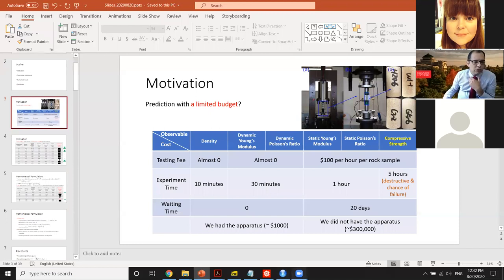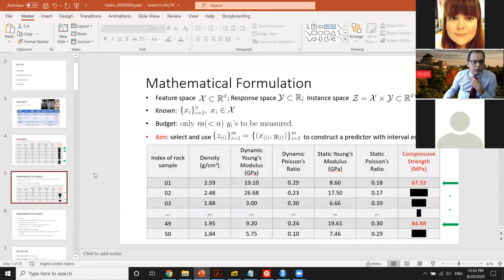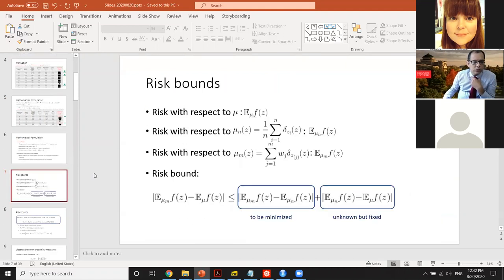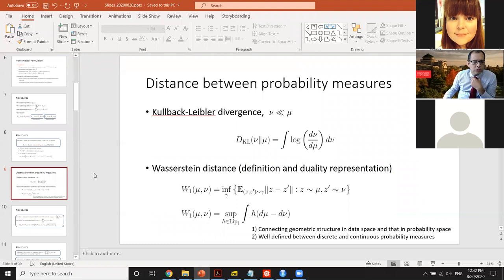Questions. I have one myself. At some point you mentioned that the geometry must match the Wasserstein distance. Yeah. How do you test that? That there is a match or there is not a match?